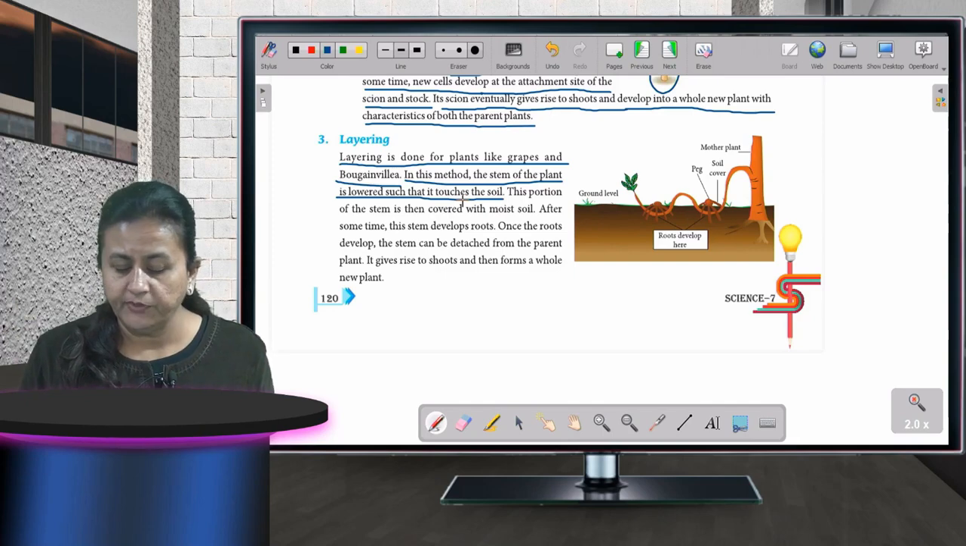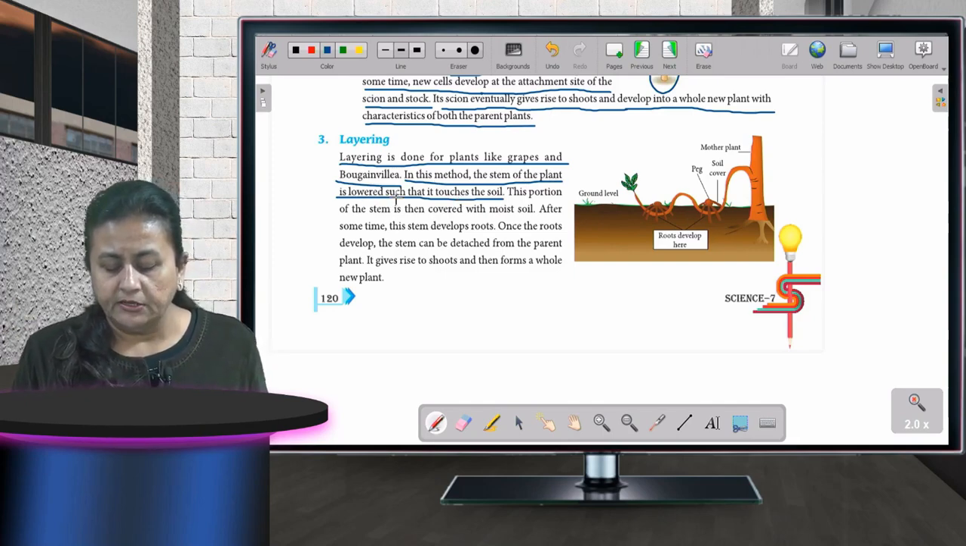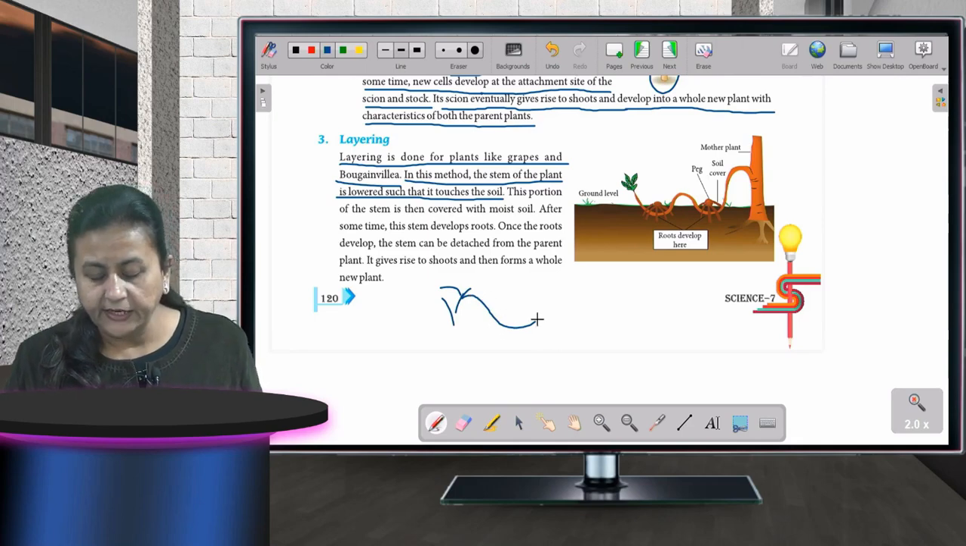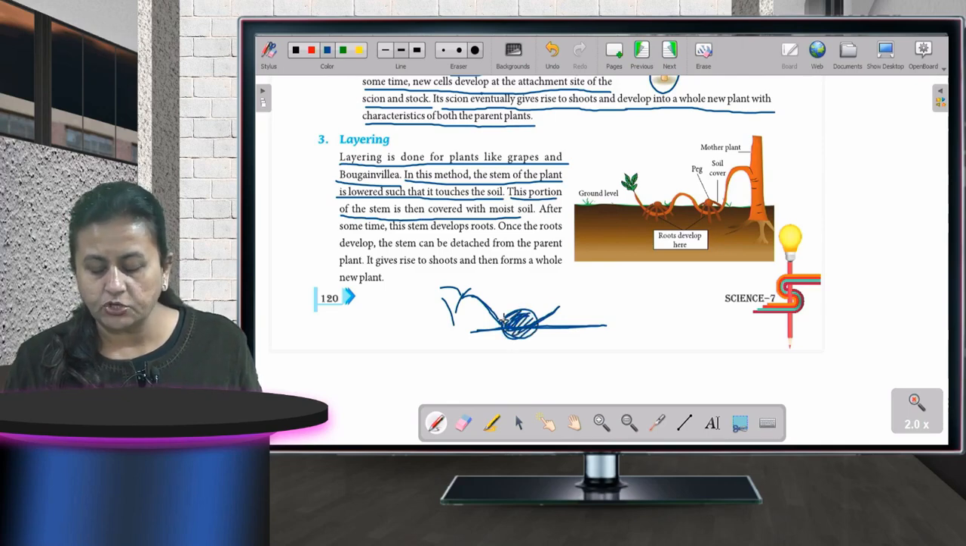In this method, the stem of the plant is lowered such that it touches the ground. Suppose this is a bougainvillea. Now what will you do? You will bring the stem down so that it touches the soil. This is the soil, and you are putting it like this. This portion of the stem is then covered with moist soil. Once it touches, you will cover it with soil.